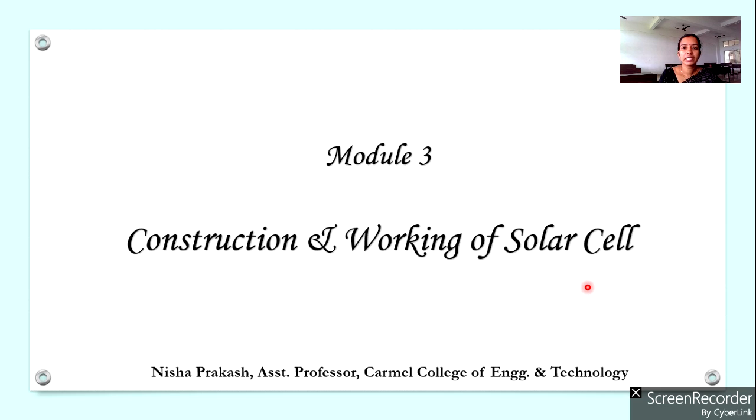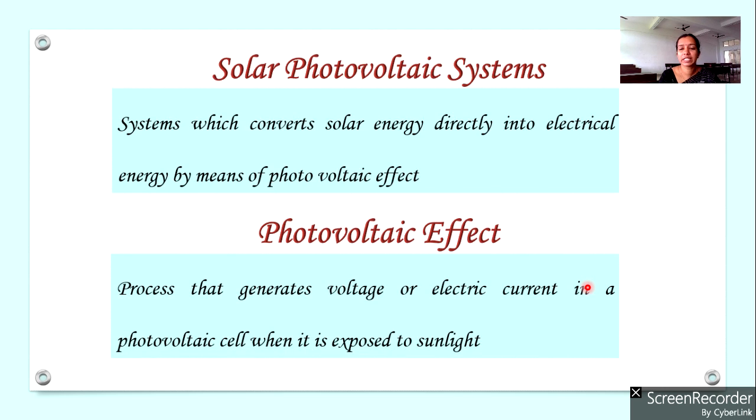In this lecture, we will be discussing the construction and working of solar cells. We have studied solar thermal electric systems in the previous lecture. Another method for generating electrical energy from solar energy is the solar photovoltaic system, and a solar cell is the fundamental unit of solar photovoltaic systems. So what is a solar photovoltaic system? They are systems that generate electrical energy directly from solar energy using the photovoltaic effect.